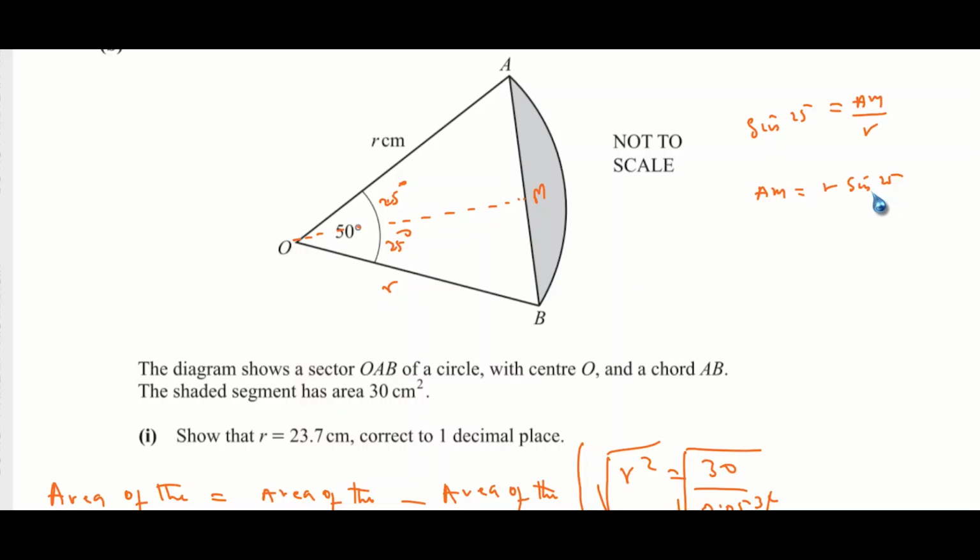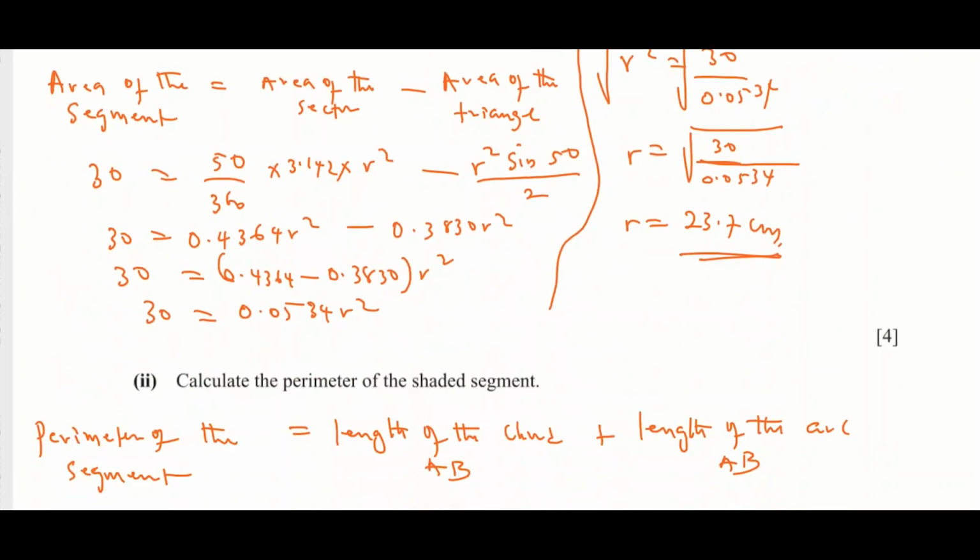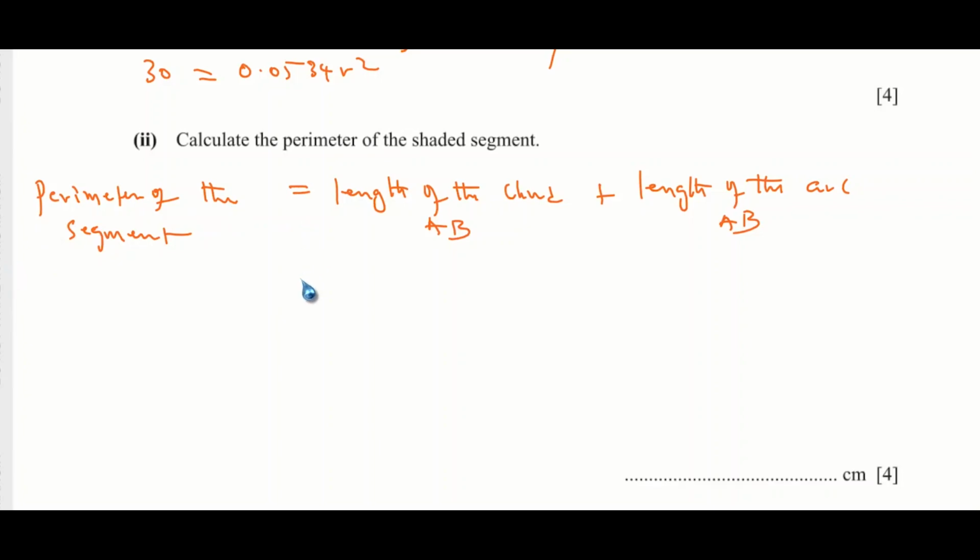We know the value of r. We just found that to be approximately 23.7. So the length of the chord AB will just be 2r sine theta over 2. That's the formula. So the length of the chord will be 2r sine theta over 2, plus the length of the arc. We know that should be theta over 360 times 2 pi r.